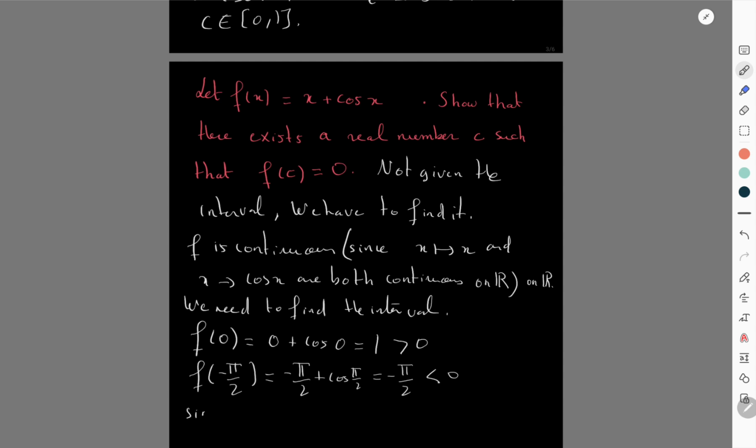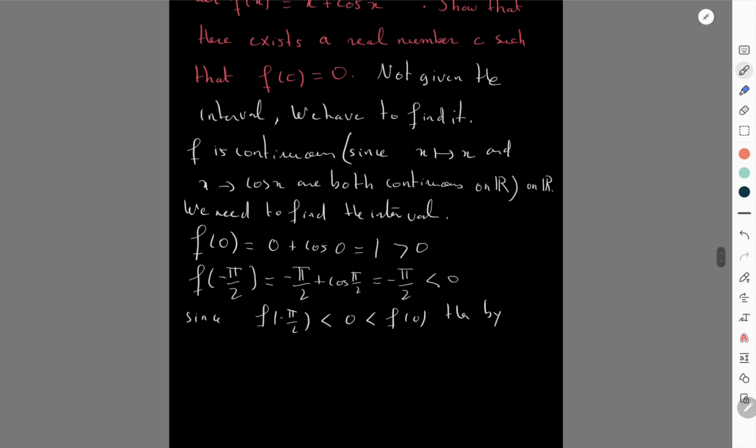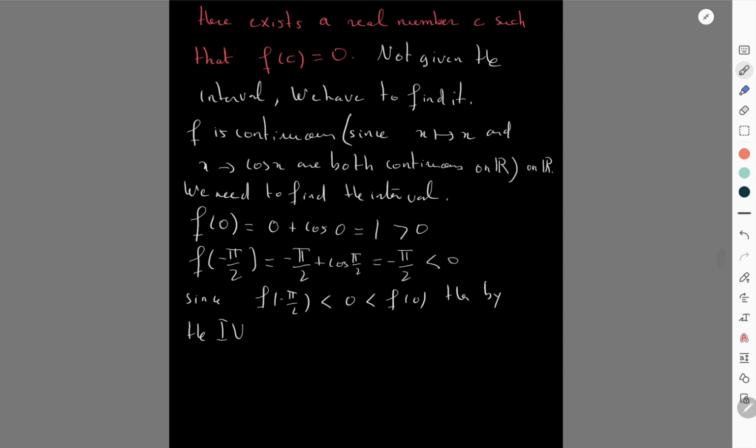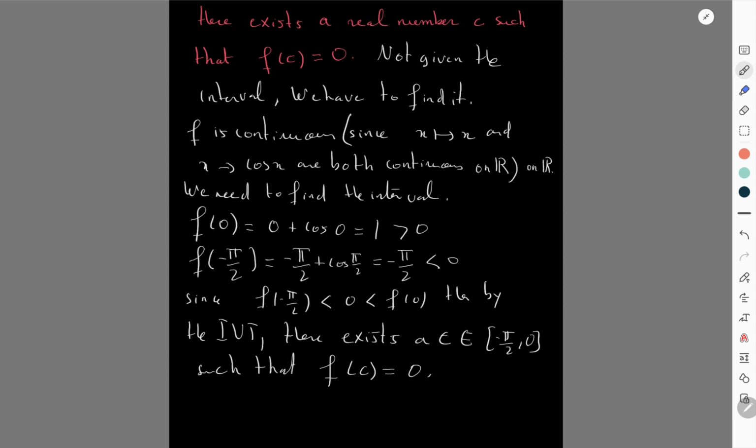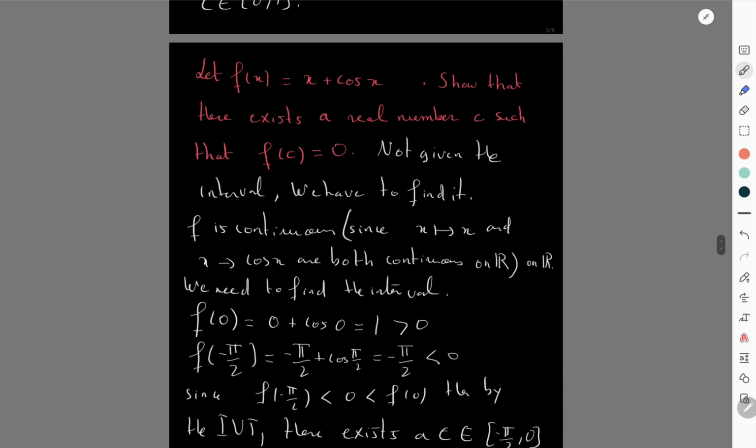Hence, since f of minus pi over 2 is less than 0, which is less than f of 0, then by the IVT, there exists a c in the interval minus pi over 2, 0, such that f of c is equal to 0. And that really solves the question. I mean, you can also sketch the graph. It's not the easiest graph to sketch, but it's not a hard one either.